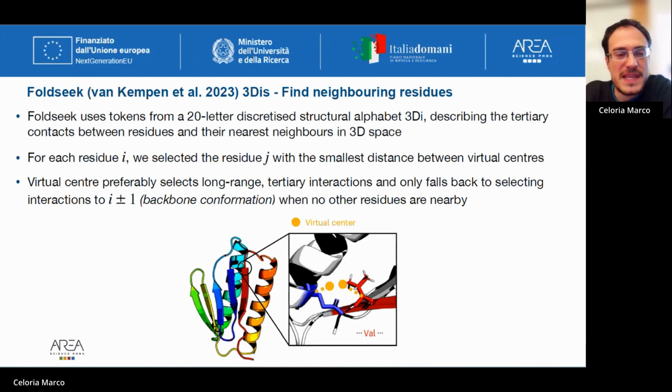The idea here has been introduced by the people from Foldseek. Basically, it is to use an alphabet of 20 letters, 20 tokens, that somehow discretize the structural interaction between amino acids within the protein. So we would like an alphabet that describes the tertiary contact between nearest neighbors within the 3D structure. The problem is that it is easy to have a notion of nearest neighbor within a 1D sequence, because it's just the next token. But since the protein folds, we need to understand what the nearest neighbors are within a 3D structure.